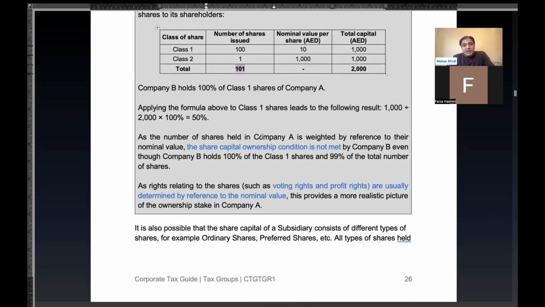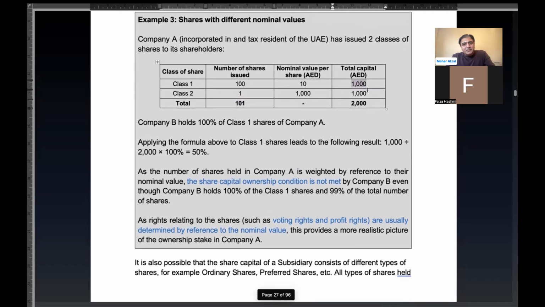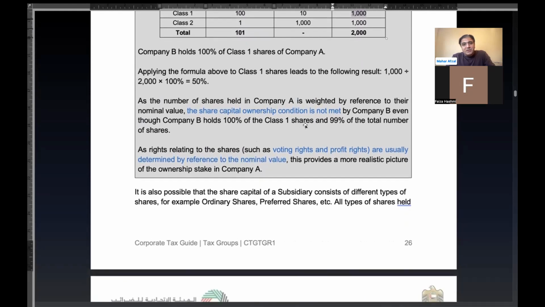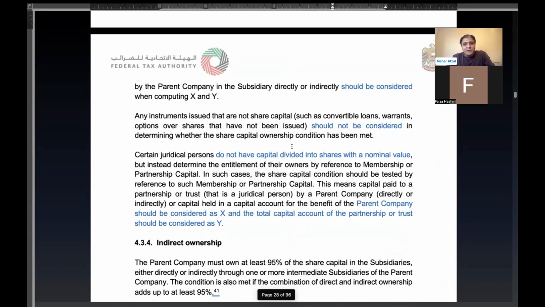So as I mentioned, the number of shares held in a company is weighted by reference to the nominal value. The share capital ownership condition is not met because 1000 divided by 2000. If you are considering based upon the number of shares, 99% of shares are held, but only 1000 nominal value is held. So even though company B is holding 100% of the class 1 shares, this is the same thing I mentioned. Right, and voting rights and profit share, each will be determined by reference to nominal value. We already discussed this one.